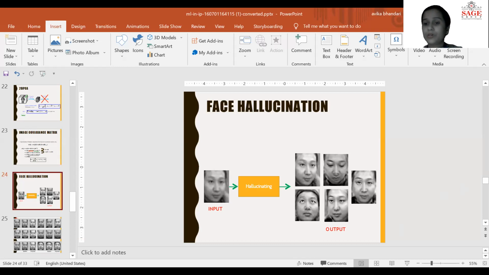We can find out the identification of that particular person with the help of feature extraction.